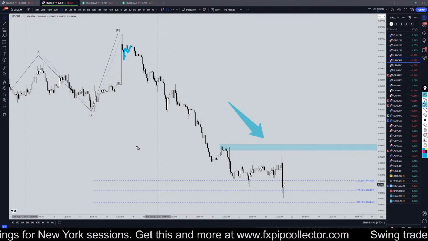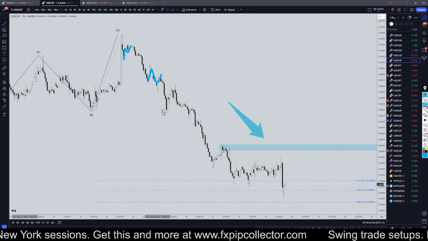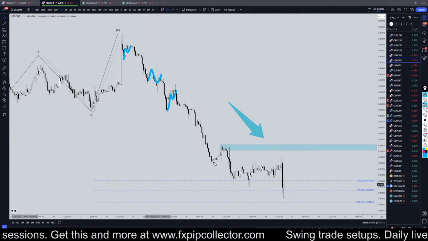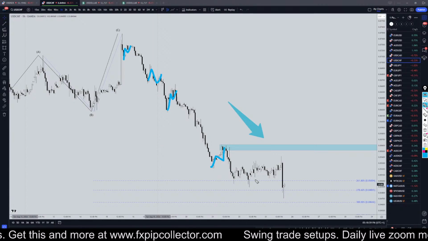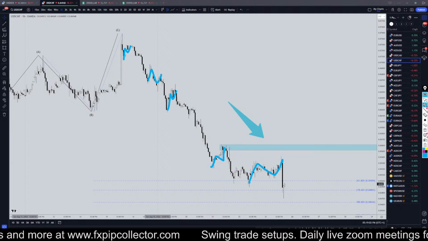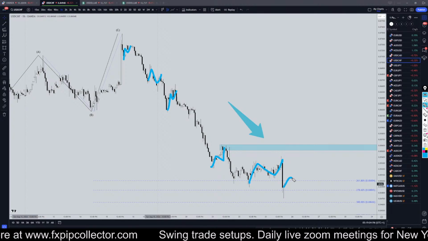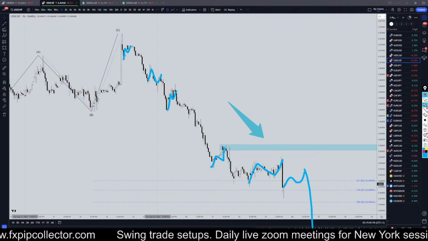One, two, three ways up, go short. What am I doing? I would be waiting for one, two, three ways up to go short again.